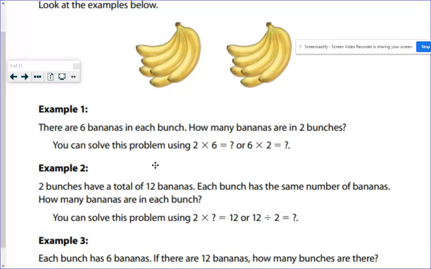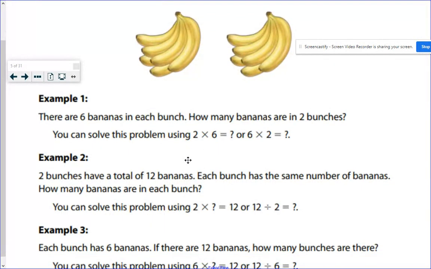Example 2, 2 bunches have a total of 12 bananas. Each bunch has the same number of bananas. How many bananas are in each bunch? So in this word problem, it's telling us the total. We're given that we have 2 bunches. In our head, again, we might know how many ends up being in each group, but we have to make a number sentence that would help us solve this question, solve the problem. So we could solve that by using the problem 2 times what equals 12, or 12 divided by 2 equals what?